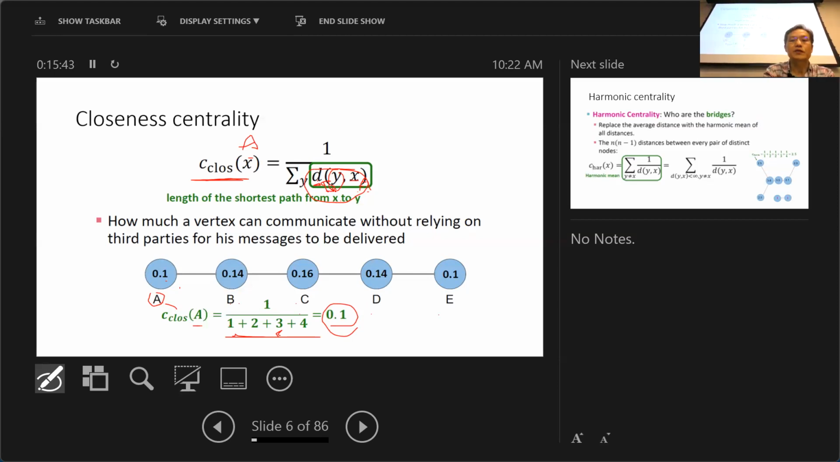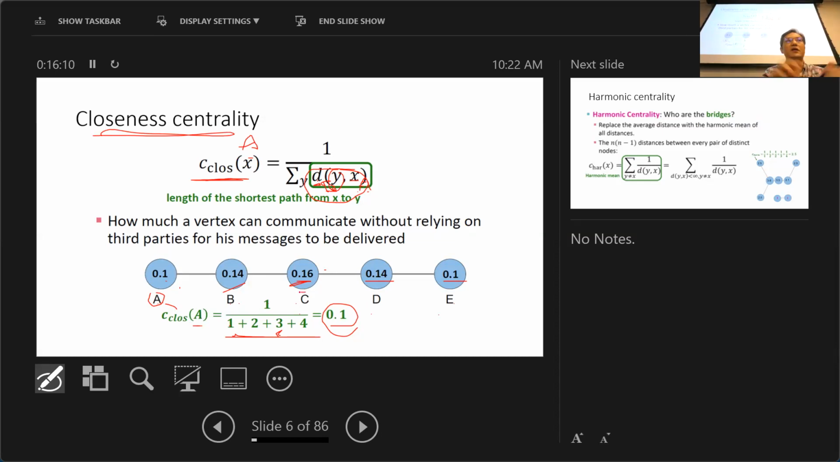After computation, you will find A and E have the same value, 0.1, while C has the highest value, and B is greater than A and E but smaller than C. So this value indicates whether this node is in the center of your network.